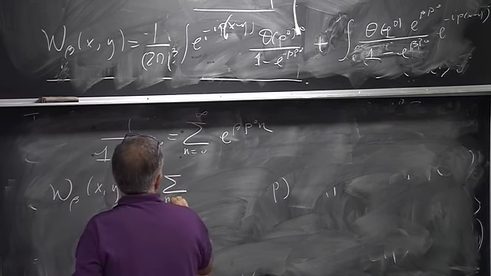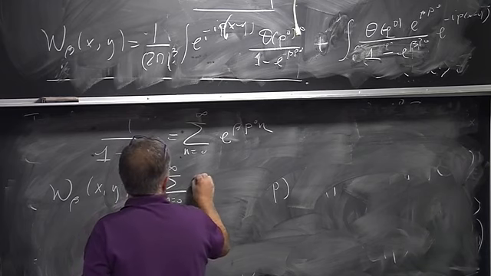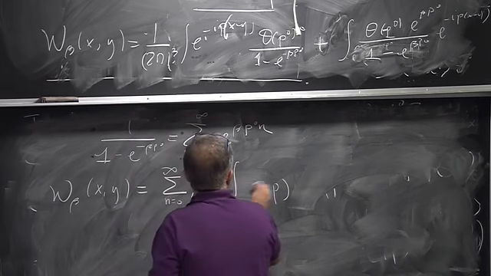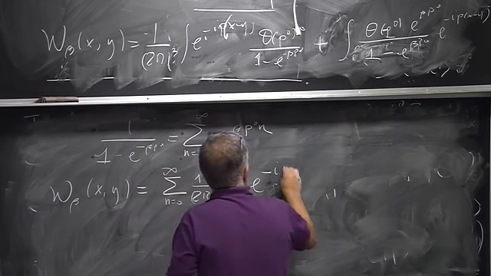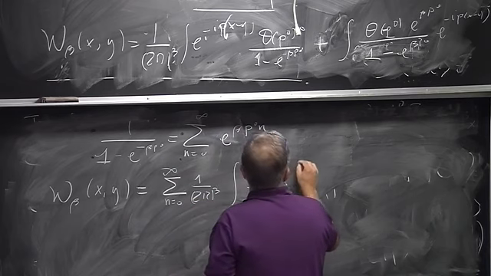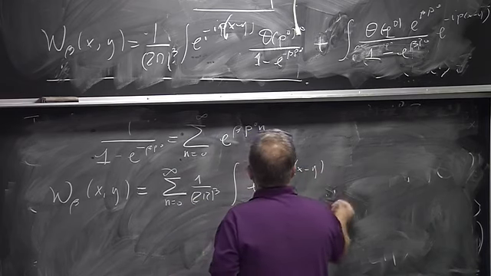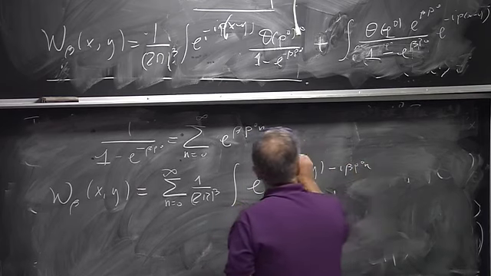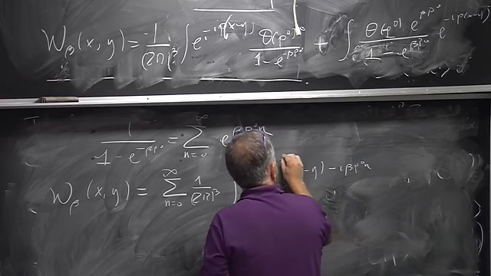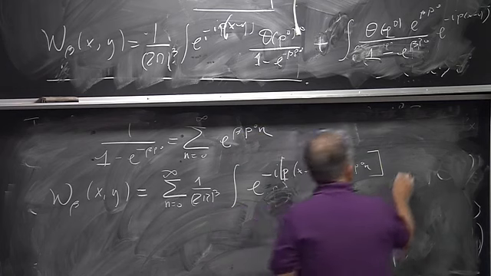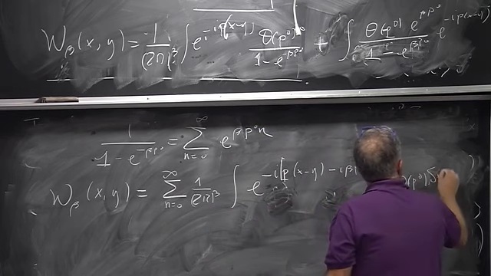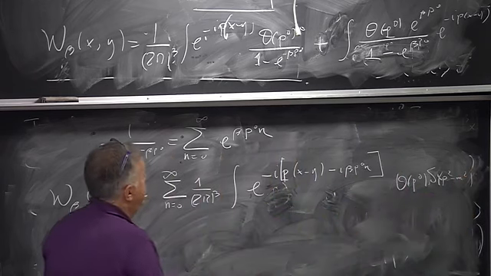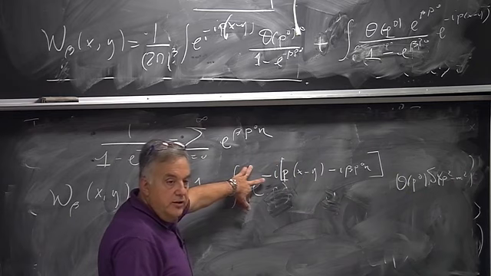Sum n going from 0 to infinity, 1 over 2 pi cubed, e to the minus i p times x minus y, minus e beta p0 n. You see? Times theta p0 delta p squared minus m squared. So this is the zero temperature two-point function we constructed before.